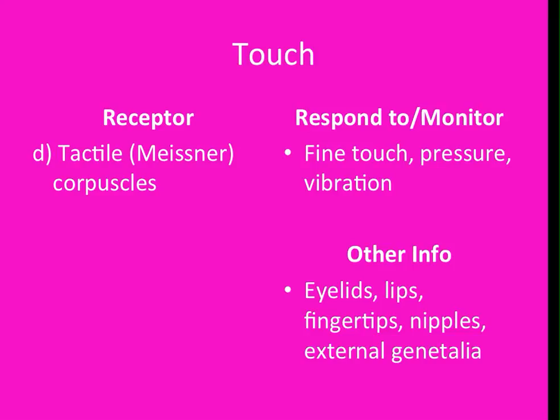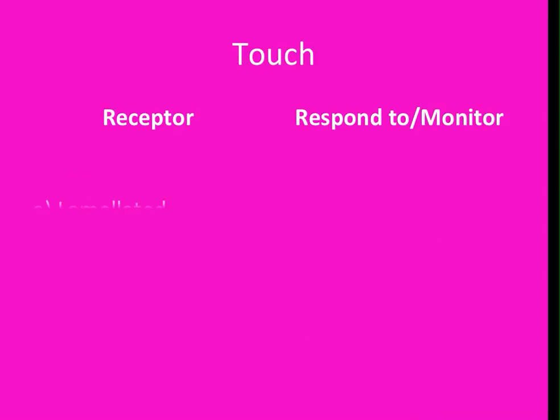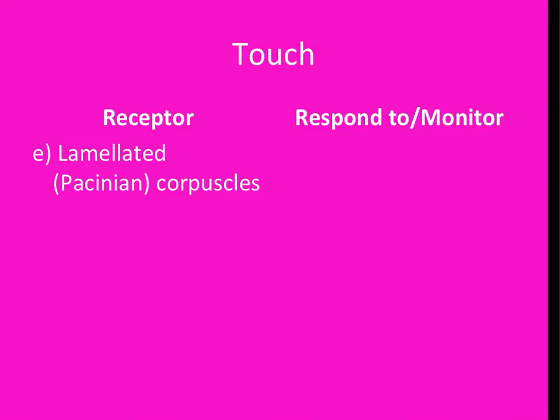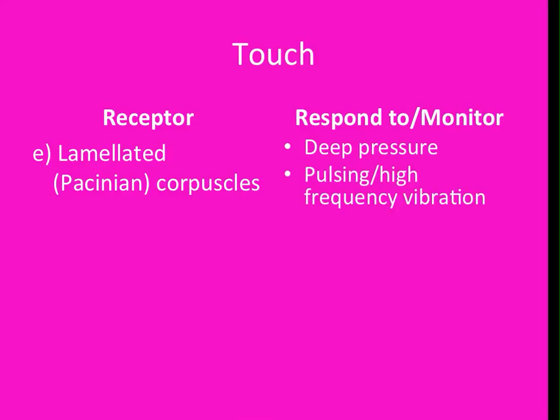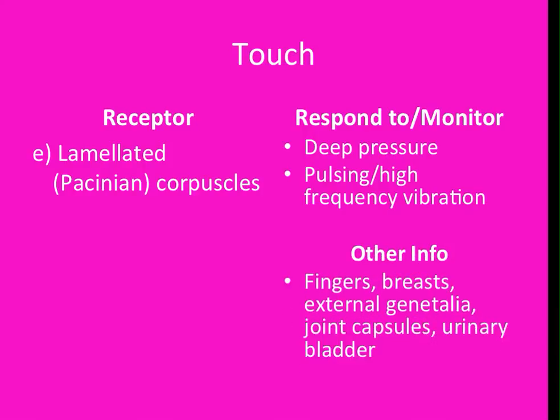The fifth type of touch receptor are called the lamellated, okay, lamella means layered, or Pacinian corpuscles. So these are corpuscles that have many layers to them. They are responding to things like deep pressure, as well as pulsing and high frequency vibration. Sometimes these are like the pulsing vibrations from a very deep bass that you can actually feel. What you're actually doing is triggering these corpuscles. These are found in areas especially like the fingers, the breasts, the external genitalia, the joint capsules. So sometimes if you're exposed to these types of things, it actually makes your joints hurt, as well as your urinary bladder. Again, you've got pressure in there.